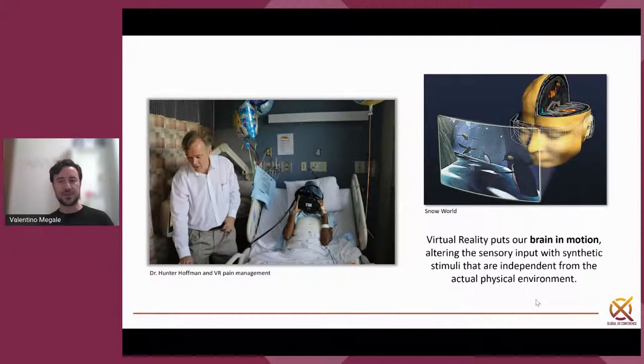So basically, what they discovered is that the brain immersed in virtual reality changes its activity. Virtual reality puts our brain in motion.